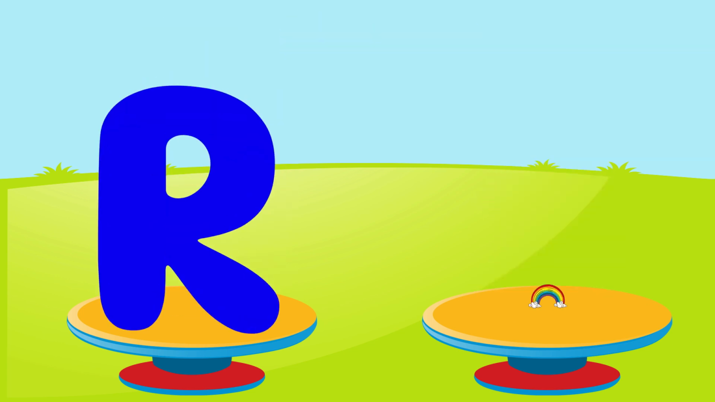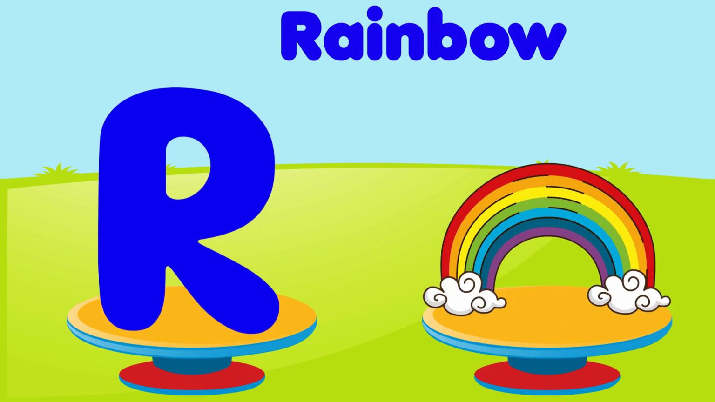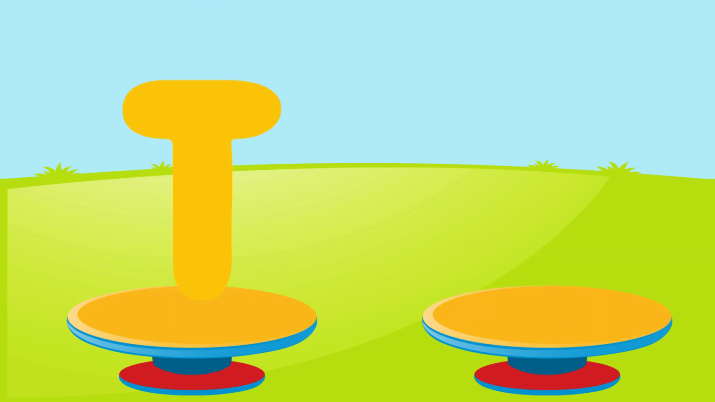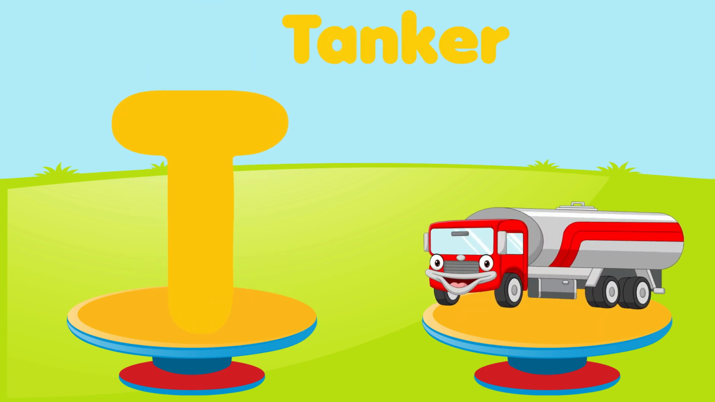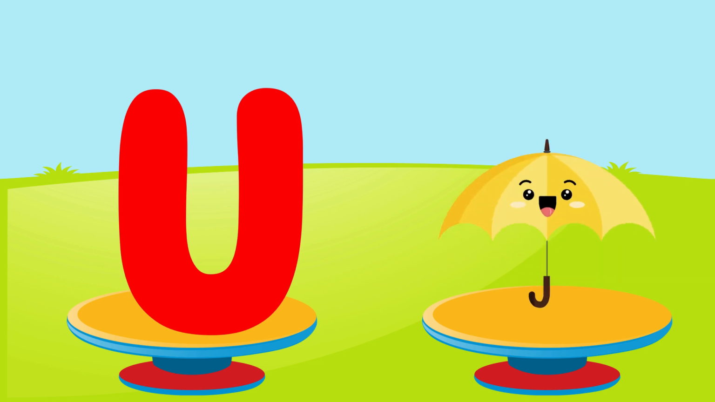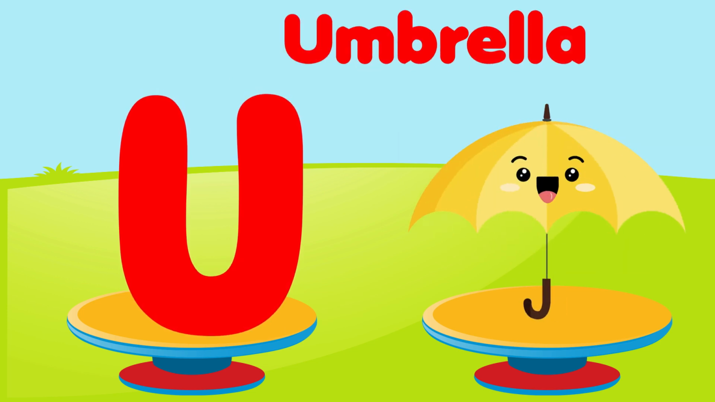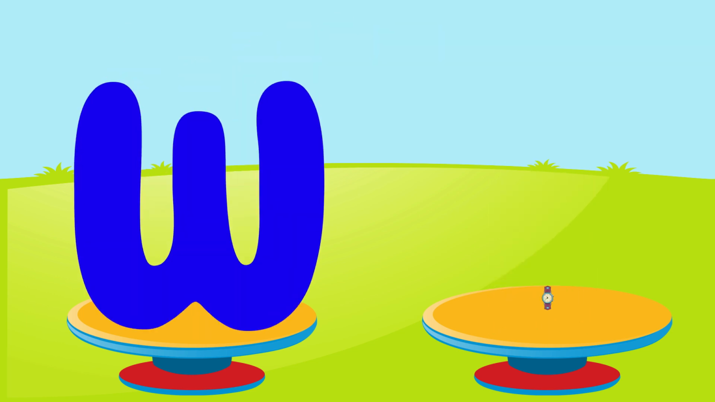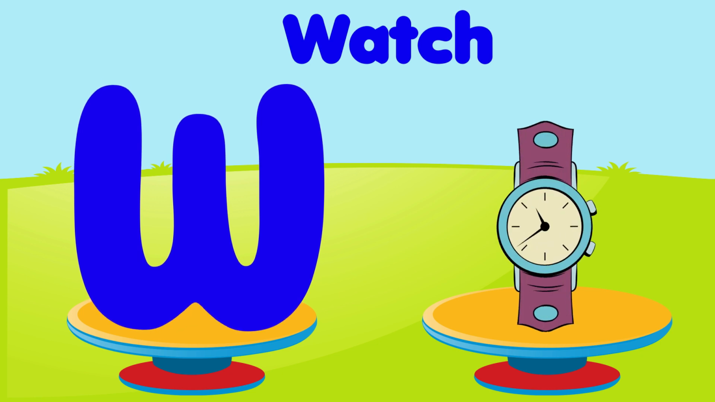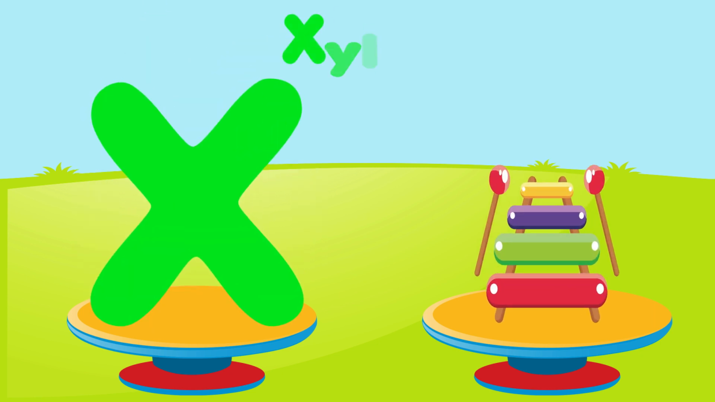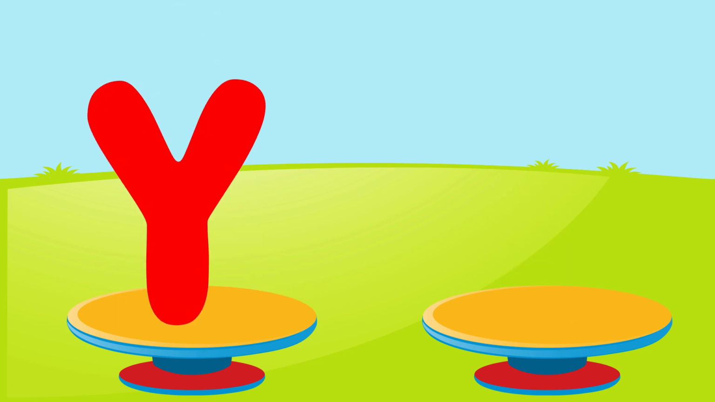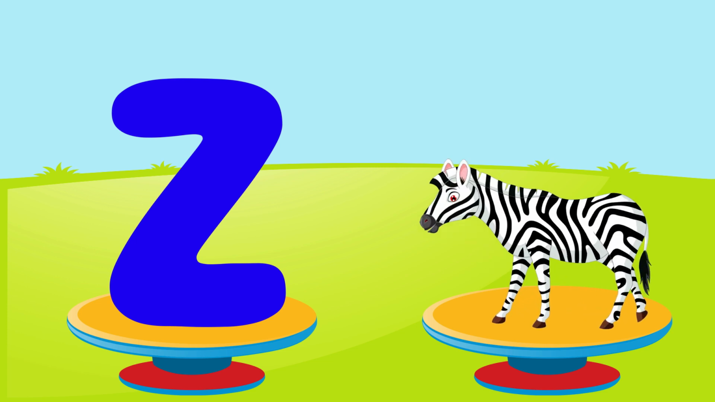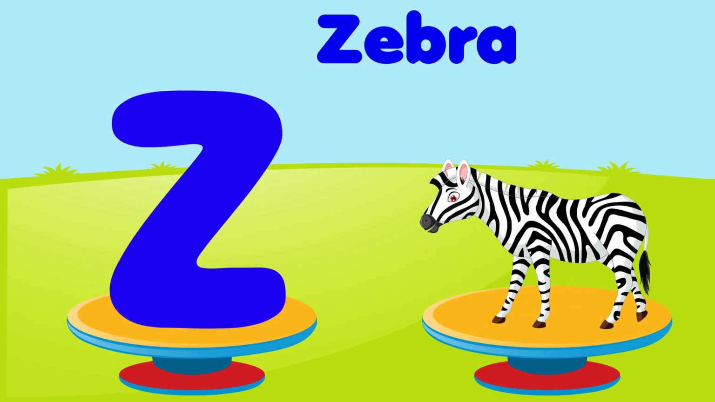Queen. R is for rainbow. R, rainbow. S is for spider. Spider. T is for tiger. The tiger. U is for umbrella. Umbrella. V is for violin. V, violin. W is for watch. W, watch. X is for xylophone. X, xylophone. Y is for yellow. Z is for zebra. Z, zebra.